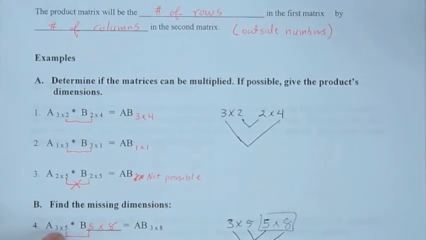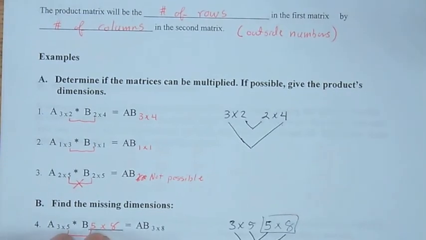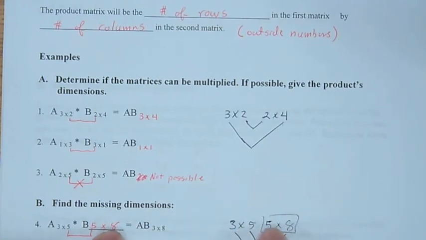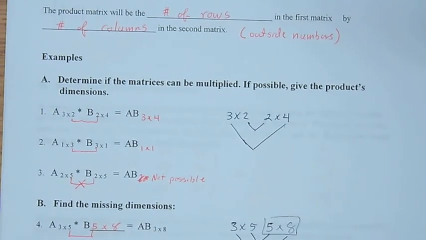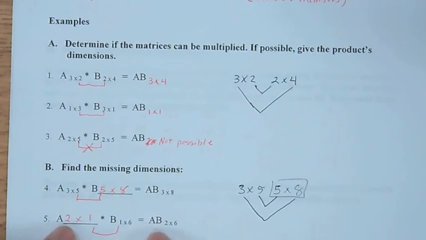Now, here's a missing dimensions piece right here. If the first matrix is a 3 by 5 and the resulting matrix is a 3 by 8, what must matrix B be? In order to multiply matrices, the two inside numbers have to be the same, so the first part of matrix B has to be a 5. The outside two numbers determine the resulting matrix. So we got a 3 right there. The second number in B must be an 8. Following the same thing, for A we end up with a 2 by 1. These two ones are equal, and the 2 and the 6 form the 2 by 6 right there.